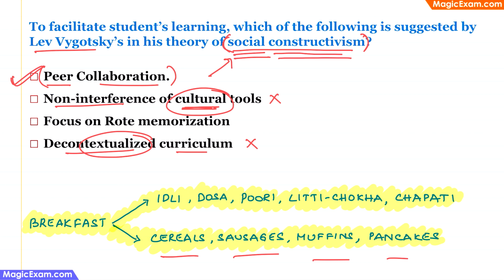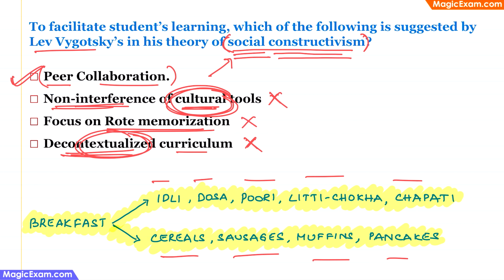Because in an Indian cultural context, the breakfasts that are popular in India might be idli, dosa, puri, litti chokha or chapati, depending on the region of India. Therefore, culture and context are very, very important when it comes to education, because children should be able to understand what the teacher is talking about, right? Therefore, non-interference of cultural tools is incorrect and decontextualization is also incorrect. Then focus on rote memorization. Rote memorization is just memorizing something without understanding it, and this is absolutely incorrect. Therefore, the only correct option is peer collaboration, which is recommended by Lev Vygotsky in his theory of social constructivism.